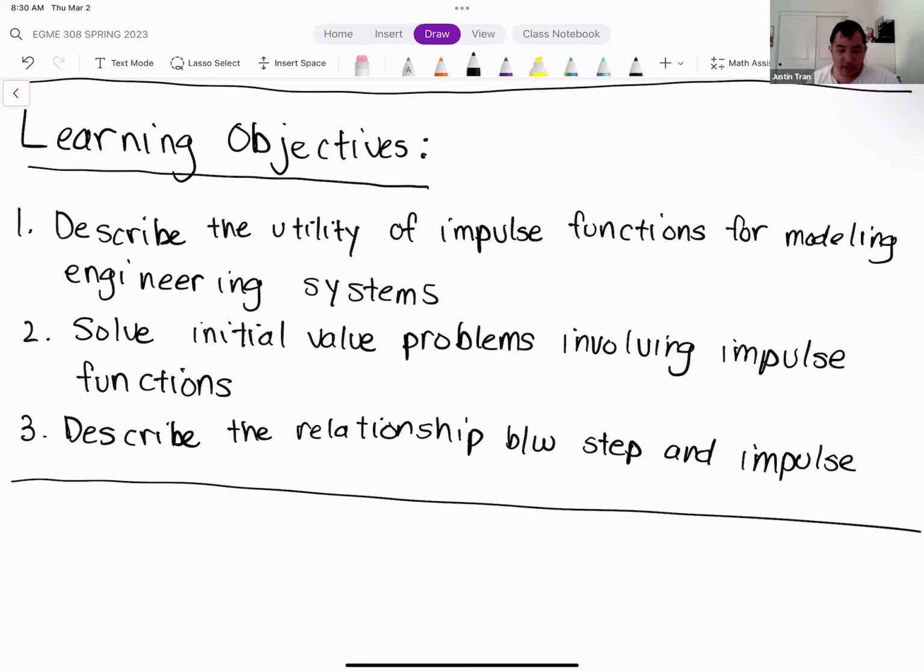So today is the last day of our Laplace section, and so we're going to be going over a special function called an impulse function. And we're going to see how that factors into our ordinary differential equations.